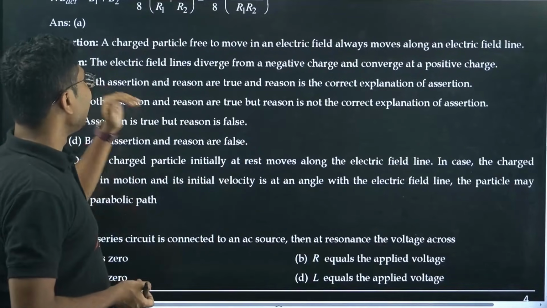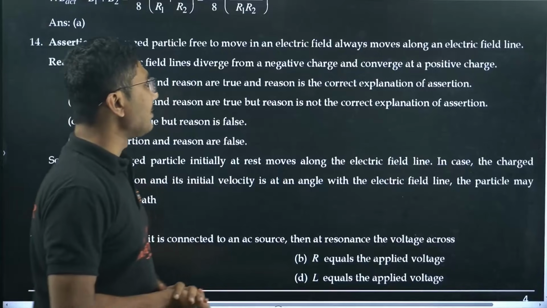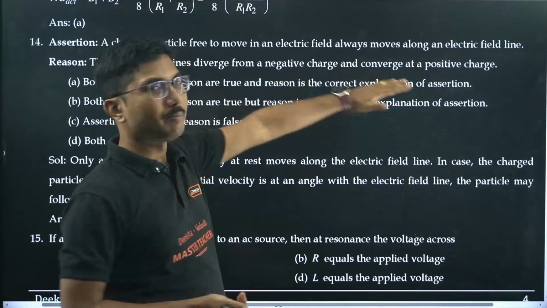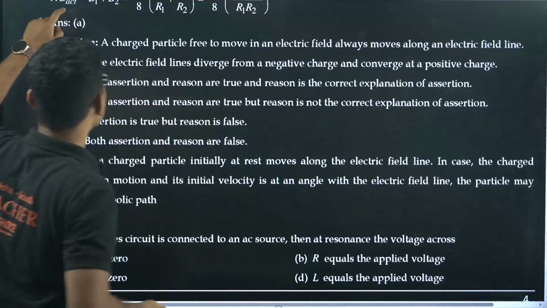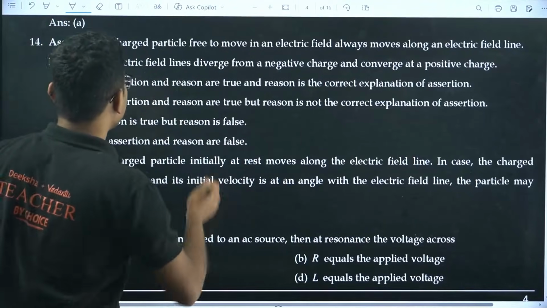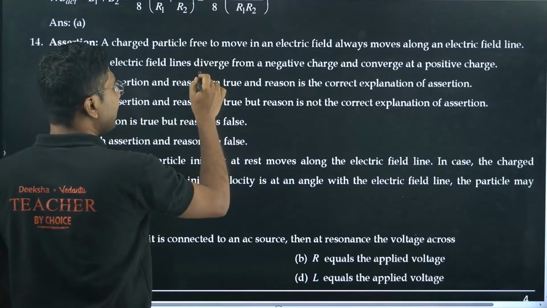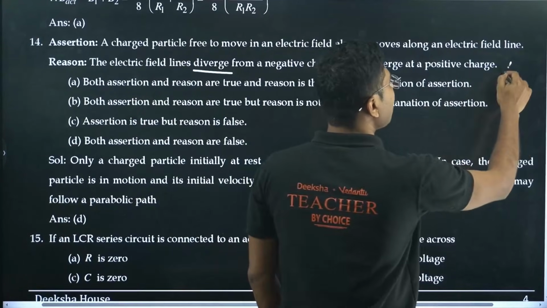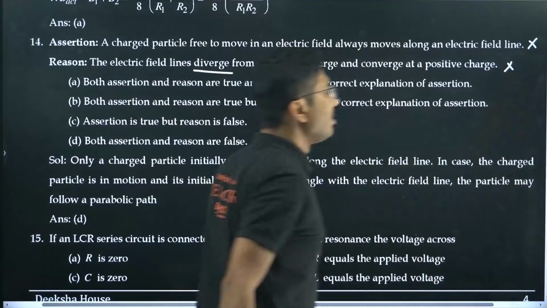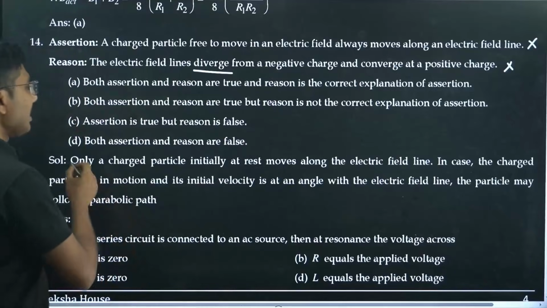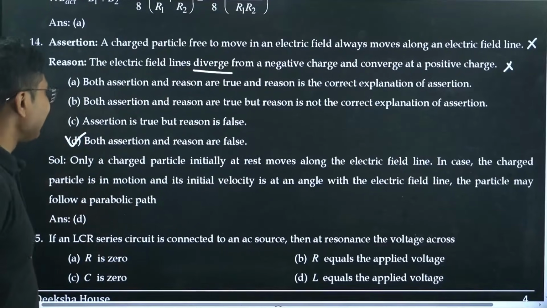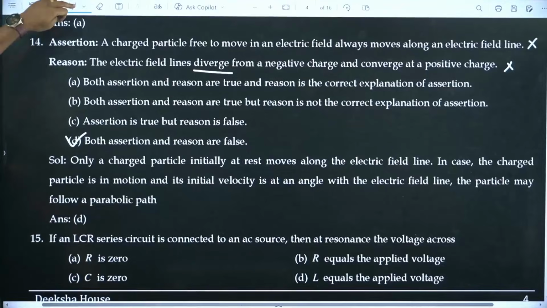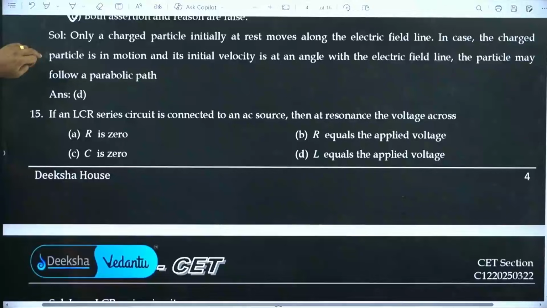The electric field lines diverge from a negative charge and converge at a positive charge. First of all, this statement is completely wrong. So both statements are wrong. Obviously this has nothing to do with the other statement; it is a completely separate statement, and it is also wrong. So both statements are false, and option D is correct. The explanation is given for this question as well. Okay, next.